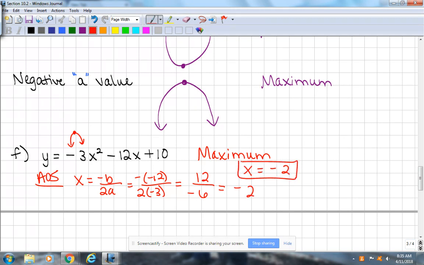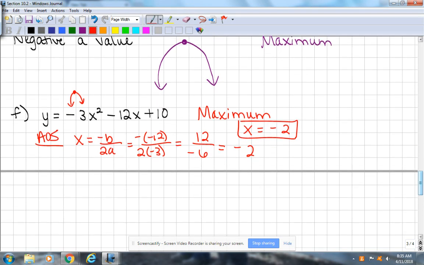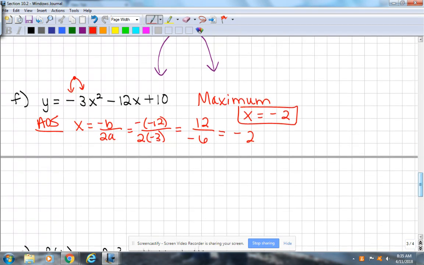I'm not graphing this. I just want to find what the maximum value is. So I want to find the highest point of the graph. So I'm looking for the y value for the vertex. And how do you get that? Plug in your AOS for all your x's. So y equals negative 3 times negative 2 squared minus 12 times negative 2 plus 10.